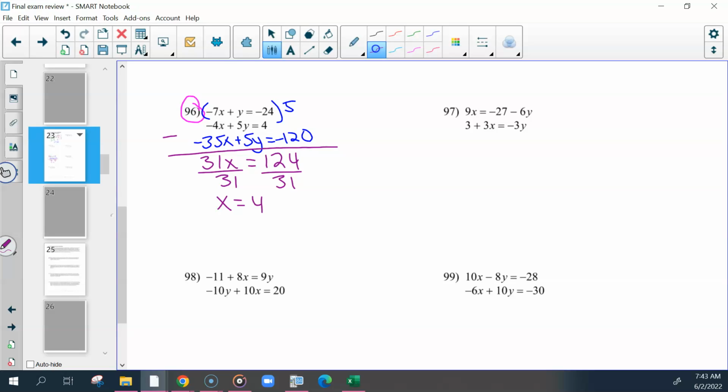See that one? This one? It was 4 minus a negative. Yes, this was positive.